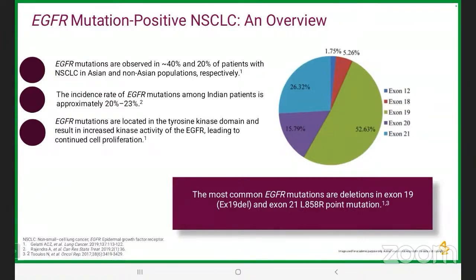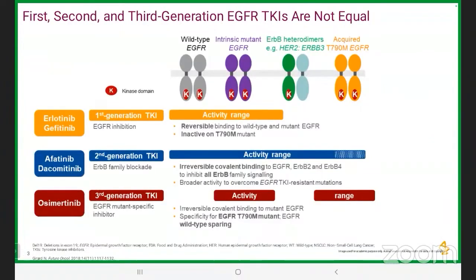The third most common would be exon 20, which we know is refractory to TKI treatment. So first generation, second generation, third generation. We are sitting on the third generation of the EGFR TKI, and of course the efficacy, the spectrum, and the side effect profile all vary across this spectrum. So first generation TKIs being erlotinib and gefitinib, and they used to work by inhibiting the EGFR.